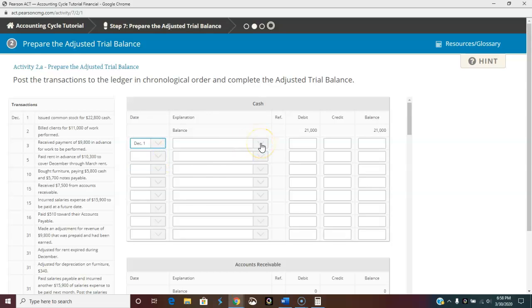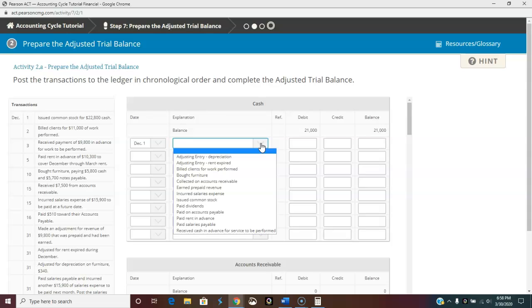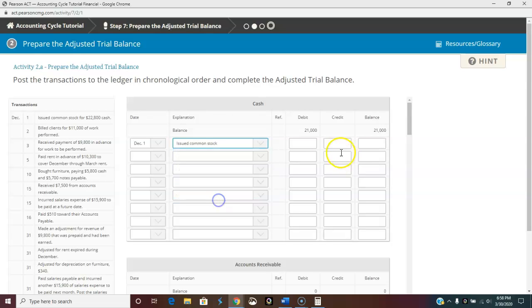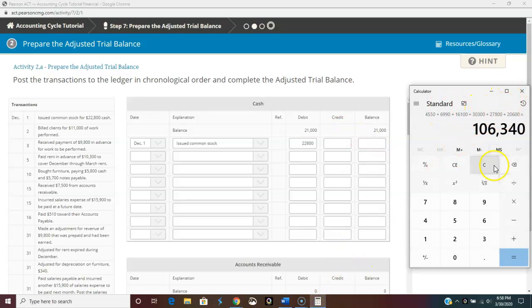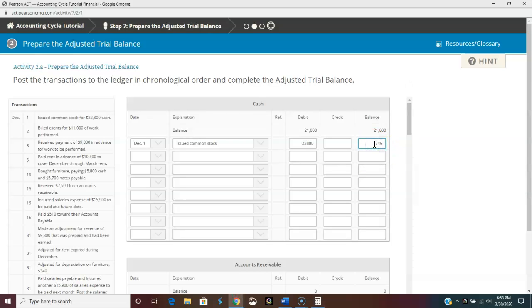So December 1st, and this is the worst part, is plugging in the explanation, issued common stock. So you're going to debit cash for 22.8, and then your balance is the sum. I'm going to do it as I go along. And what I did was I just did all of the cash at once, 24.9, and then hope it's right.